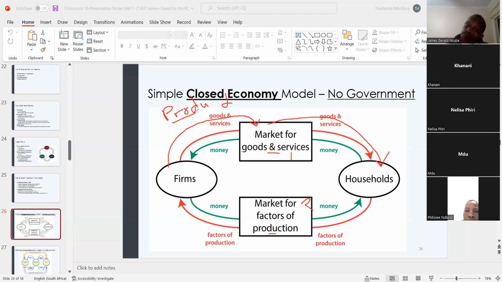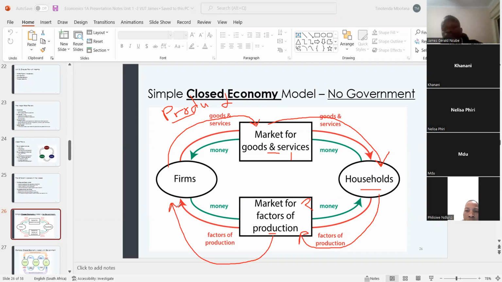But how does this production take place? For this production to take place, you have to use land, labor, entrepreneurial skills, and capital. And where does that come from? It comes from the households. So the households take their factors of production, supply them to the factor market, and the firms consume the factors of production in the factor market. So that's still part of the production flow. For you to produce goods and services, you are going to need factors of production.